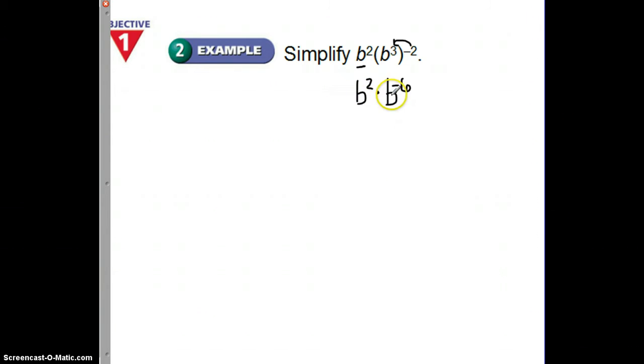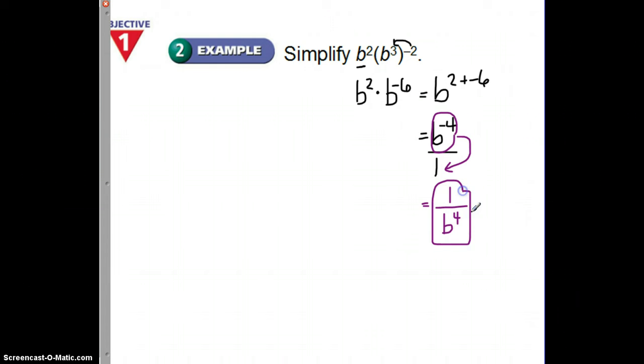So first of all, matching bases, so our answer is going to be b. 2 plus -6 is going to be -4. Remember how we said we've got to be on the lookout for those negative exponents. Here's an example of one right now. So if I put this over 1, this really wants to be down here. So that's going to be b to the +4 when it moves to the bottom. And this is going to be our final answer.